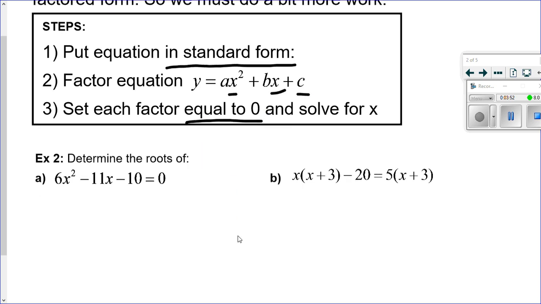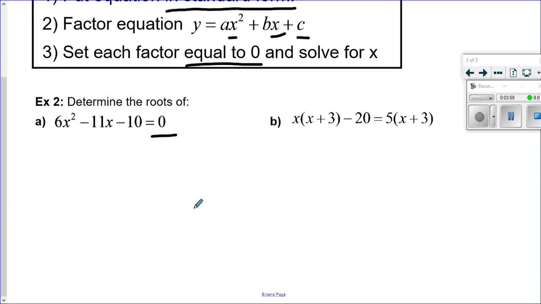Okay, so here it's already done for us. This one's already equal to 0. So we've got to factor. And I'm going to cheat a little bit. We need a product of negative 60. And I'll be honest, when I did this, I had to go through and find my numbers in order to find my match.